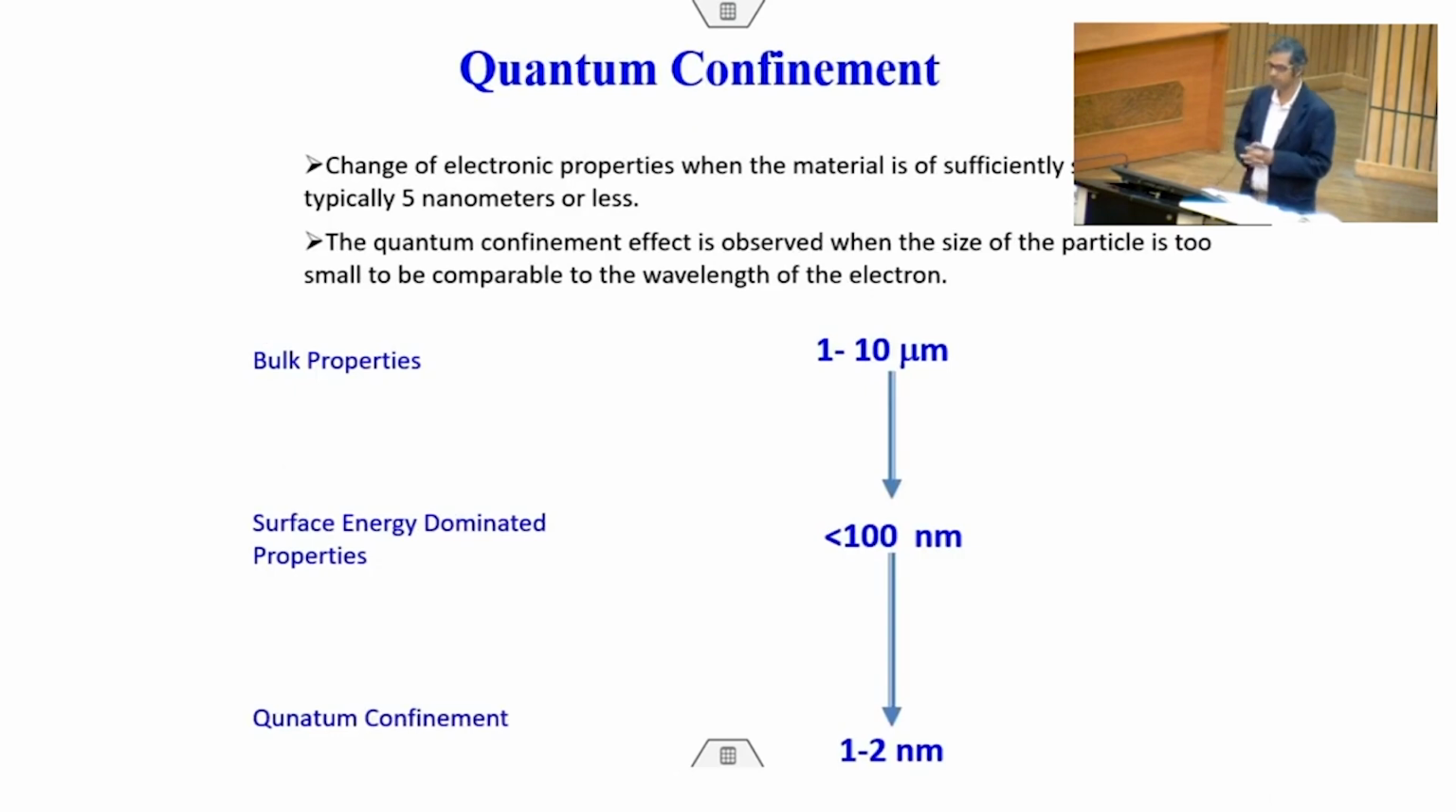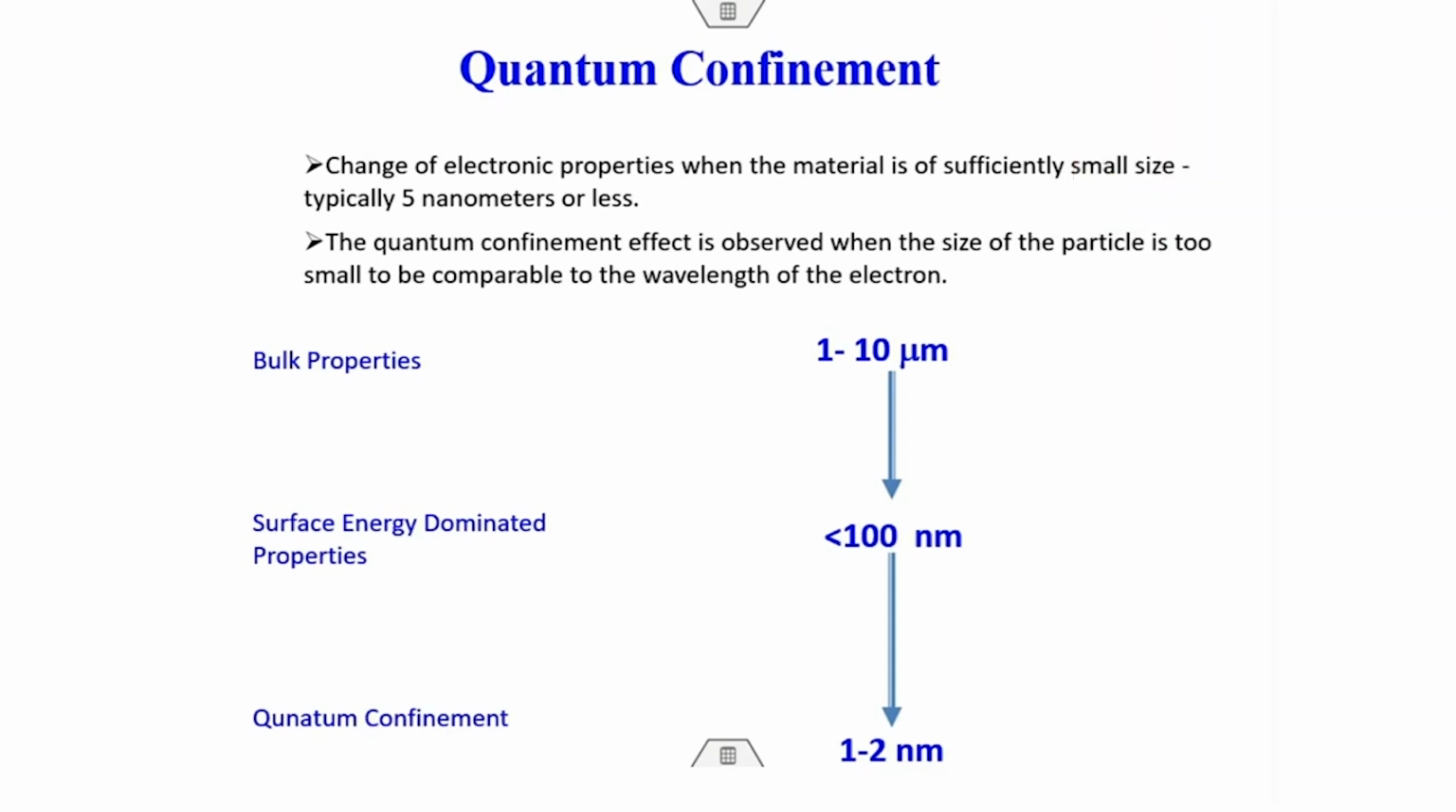First of all, quantum confinement effects are nothing but a change of electronic properties when the material is of sufficiently small size, typically 5 nanometers or less, and this effect is observed when the size of the nanoparticle is small enough to be comparable with the wavelength of electrons. Some of you will have questions because the wavelength of electrons will be at the picometer level, right? But that depends on the energy of the system, right?